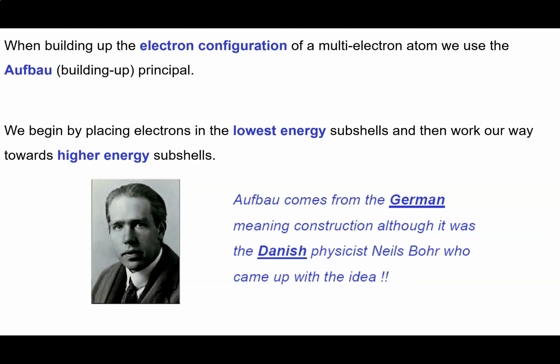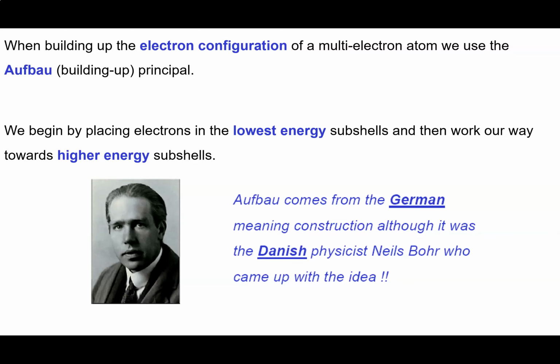So when we build up an electron configuration for an atom that has more than one electron, we're going to use what we call the Aufbau principle. Aufbau is just a German word meaning building up. So we're going to organize the electron configuration by putting electrons in the lowest energy subshell first, and then work our way towards higher energy subshells. And remember, what we're really working from is closest to the nucleus to furthest away from the nucleus.